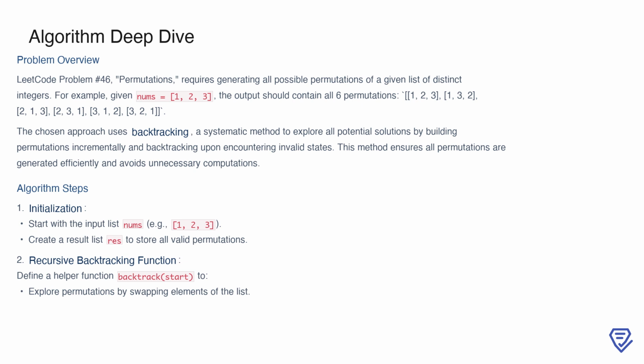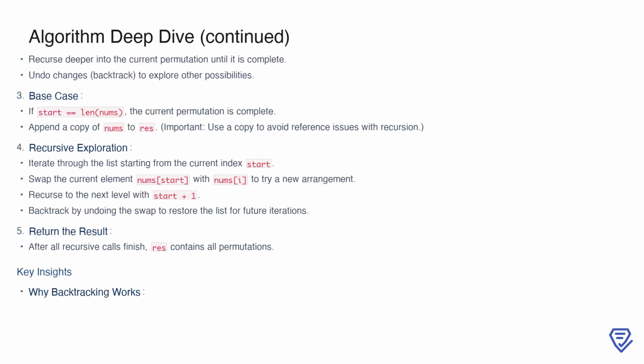The process begins by initializing the input list and a result list to store the permutations. Then, we define a recursive function to handle the exploration and generation of permutations. Let's break this down step by step to understand how it works. The core of the algorithm is the recursive backtracking function. This function takes an index, start, representing the current position in the permutation being built. First, we check the base case.